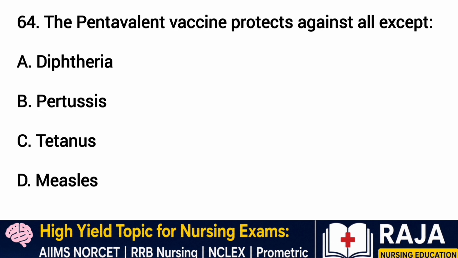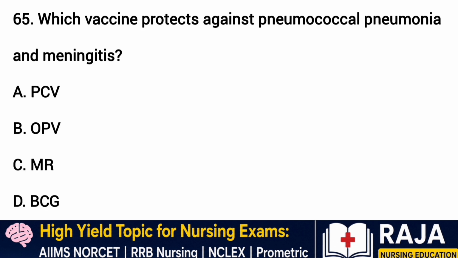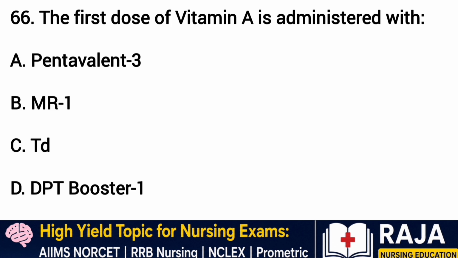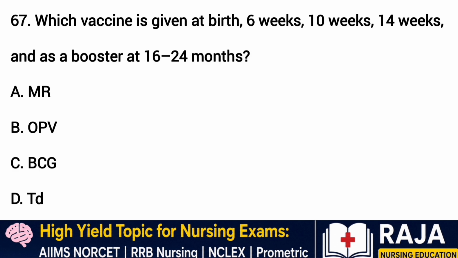The pentavalent vaccine protects against all except? The answer is D. Measles. Which vaccine protects against pneumococcal pneumonia and meningitis? The answer is A. PCV vaccine. The first dose of vitamin A is administered with? The answer is MR1. Which vaccine is given at birth, 6 weeks, 10 weeks, 14 weeks and as a booster at 16 to 24 months? The answer is B. OPV.